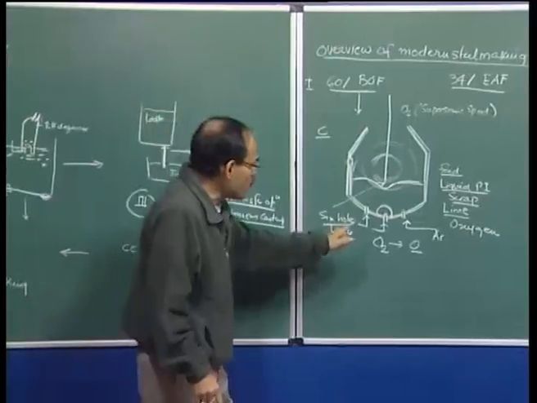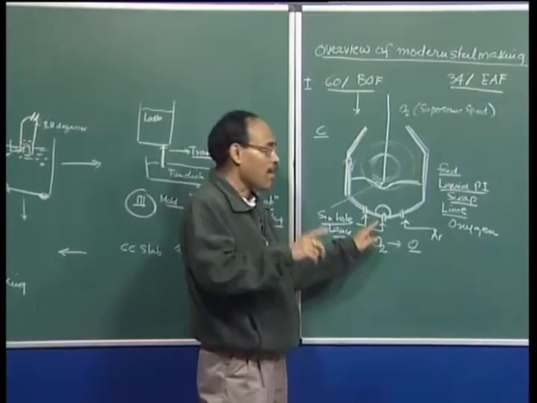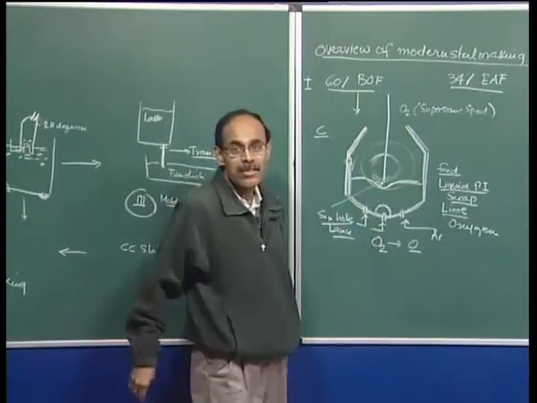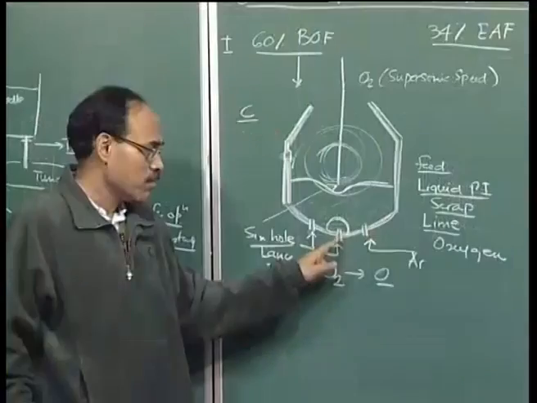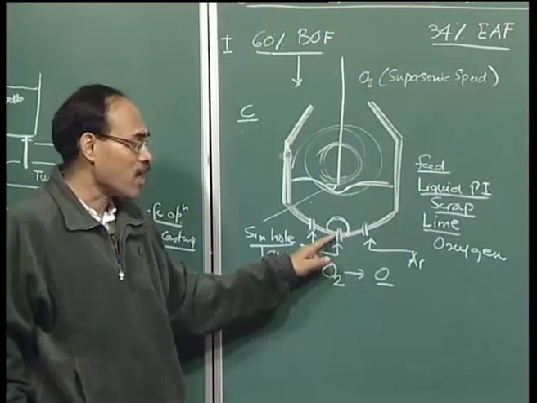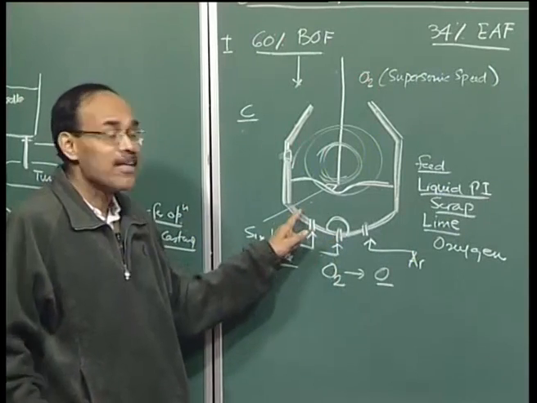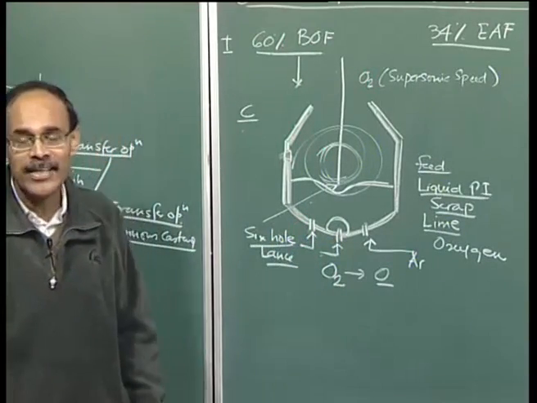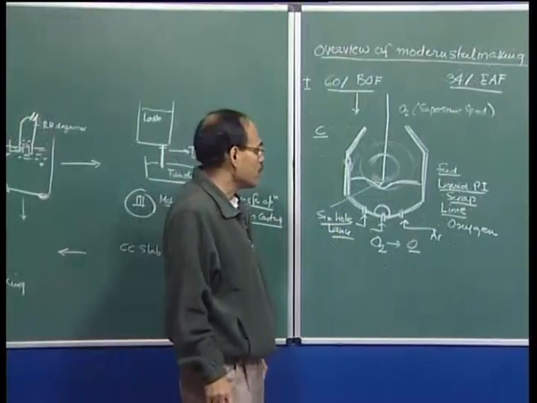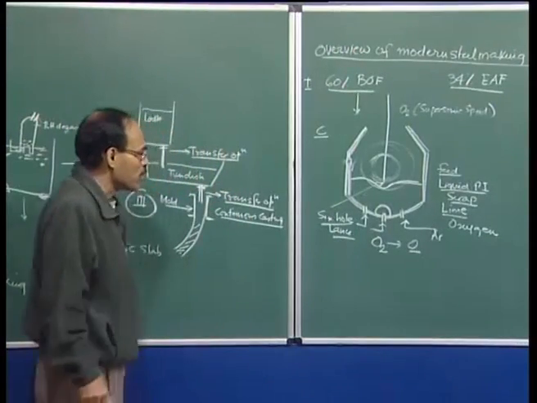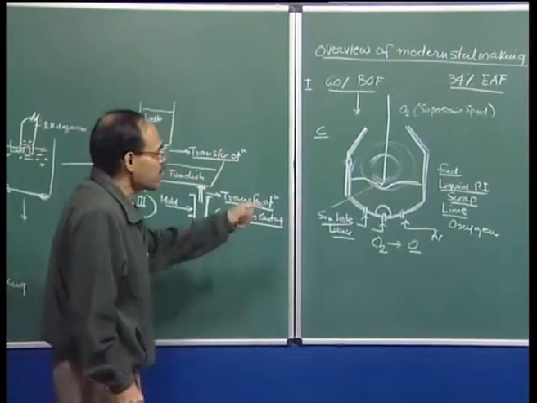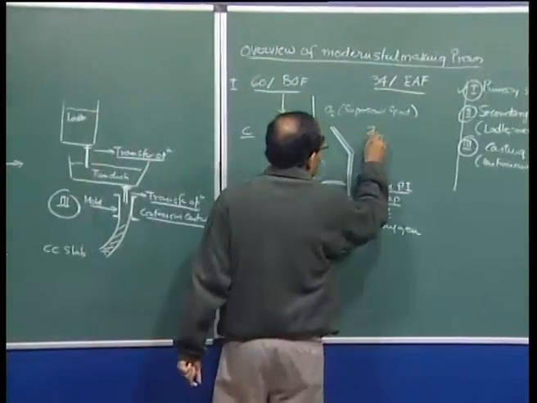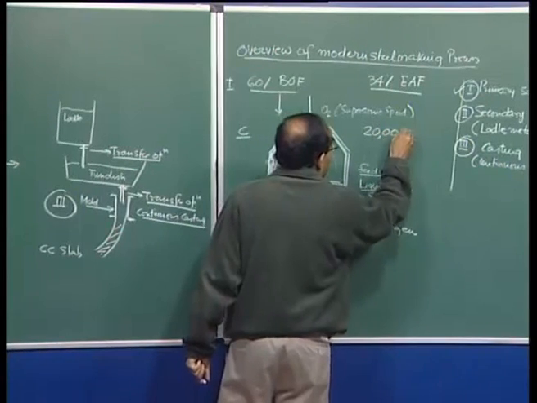Of course, injection of hydrocarbon contaminates the bath with carbon. This is true, but it is done to prolong the tuyere life, because if the tuyere life is less, the furnace will need frequent relining, and that will jeopardize our principal objective of using this converter for how many hits? Today, 20,000 to 30,000 hits.